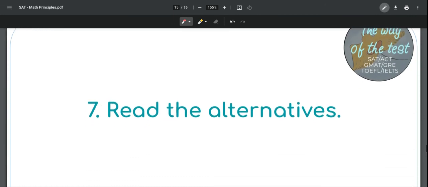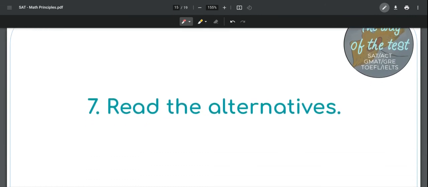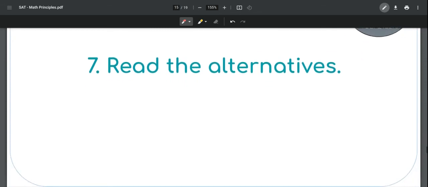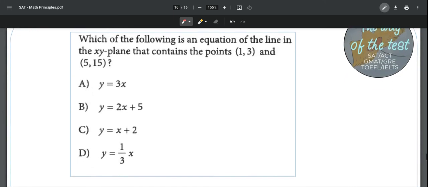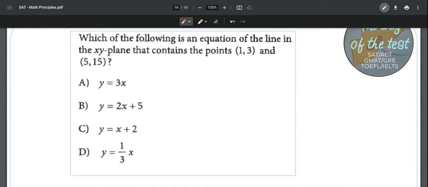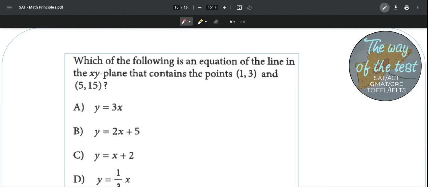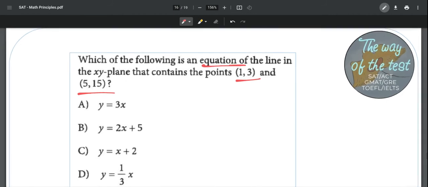And the seventh principle: read the alternatives. Always read the alternatives, both in the calculator and the non-calculator section. Why? Because the alternatives will tell you what type of answer you're looking for. So for example, here, they tell you, which of the following is an equation of the line in the xy plane with the points (1, 3) and (5, 15).